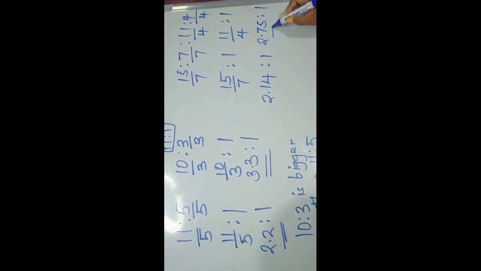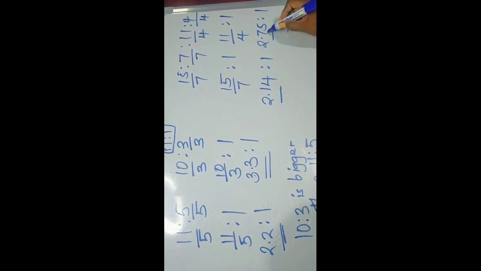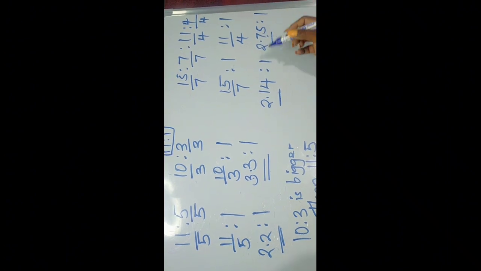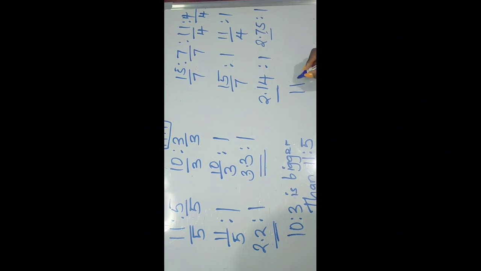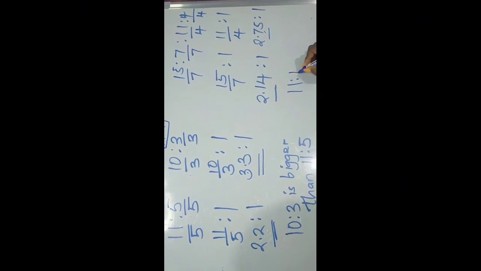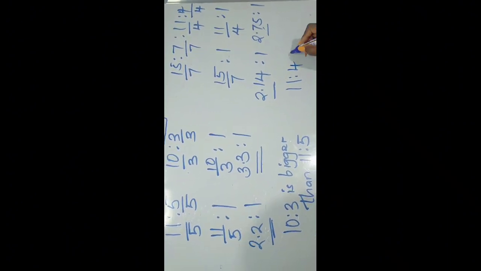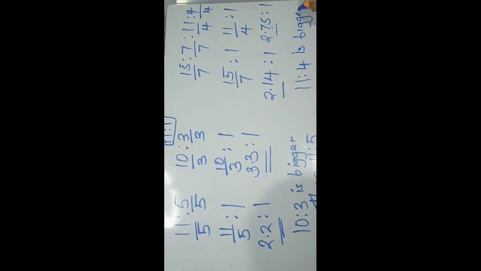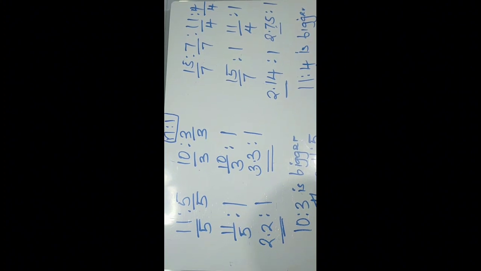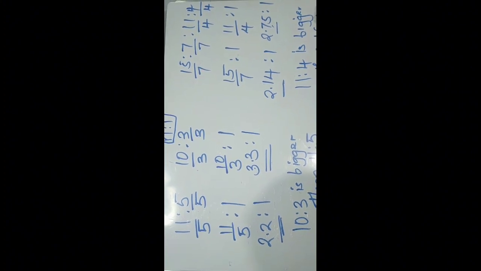So looking at these two values, you realize that this one is bigger. 2.75 is bigger than 2.14. So this ratio, 11 is to 4, is bigger than 15 is to 7.